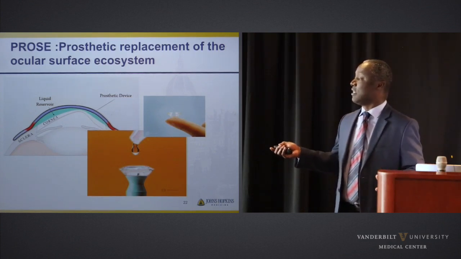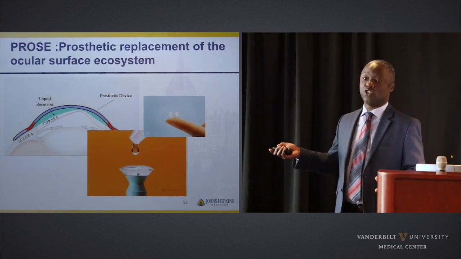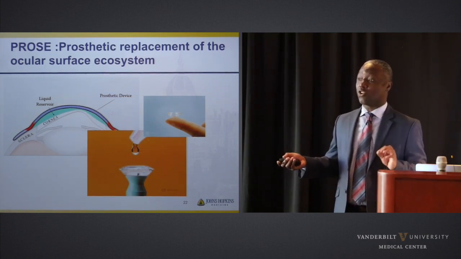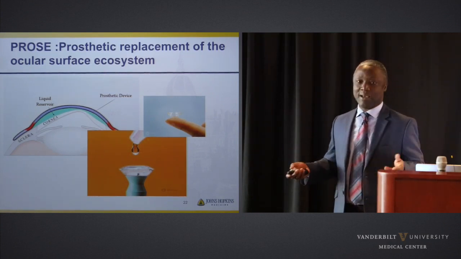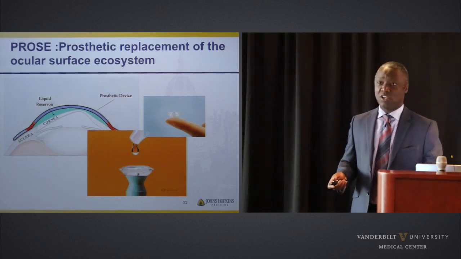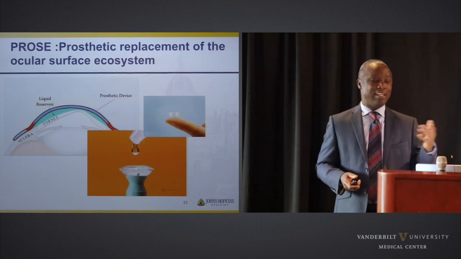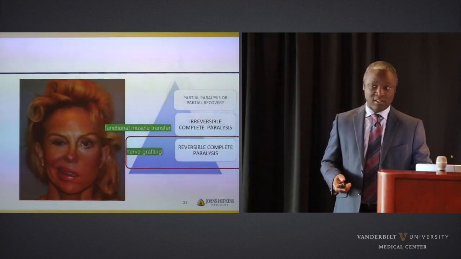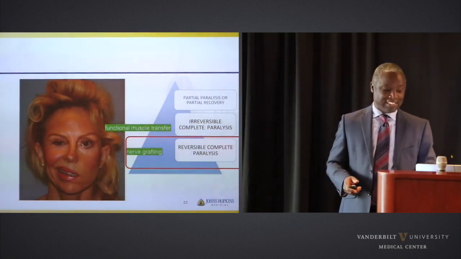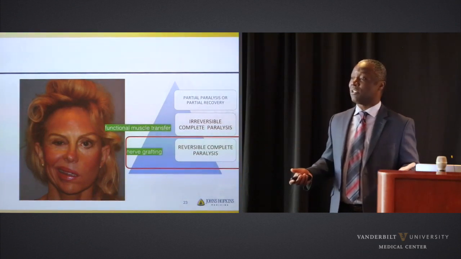The only problem with this is that insurance doesn't pay for it now, and it's custom made. So hopefully over time we'll see some changes. So that's what we do for the eye. Of course, there are other things that we do to the lower eyelids, and I'm not going to go over that. So putting the eye aside, you are presented with a patient with paralysis.